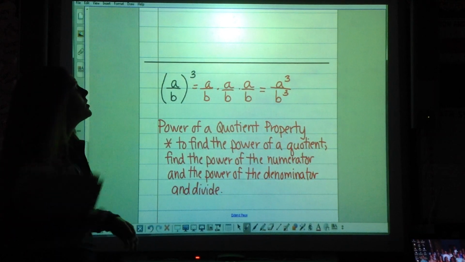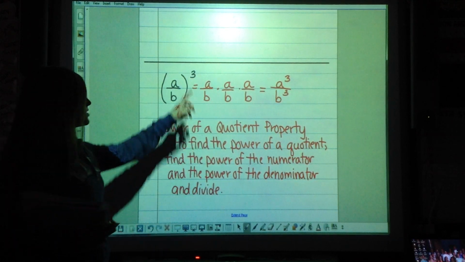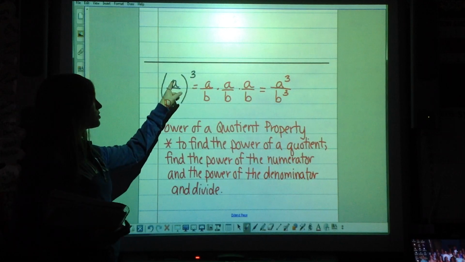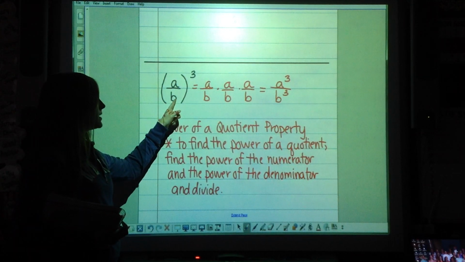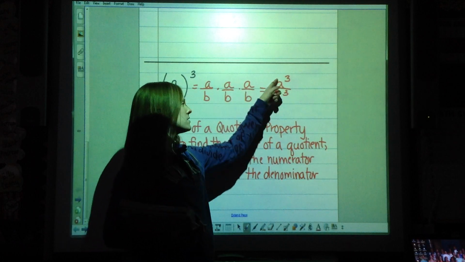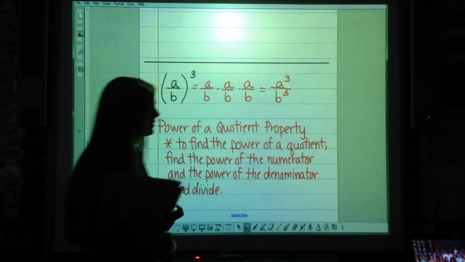So this works similar to the distributive property. If there's a cube on the outside, that cube gets distributed to the numerator and the denominator. And then if possible, if these match, you could divide.